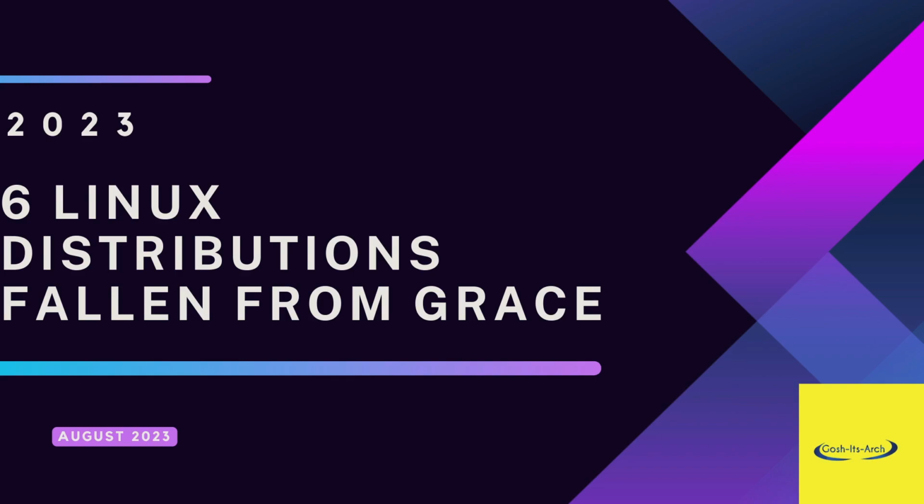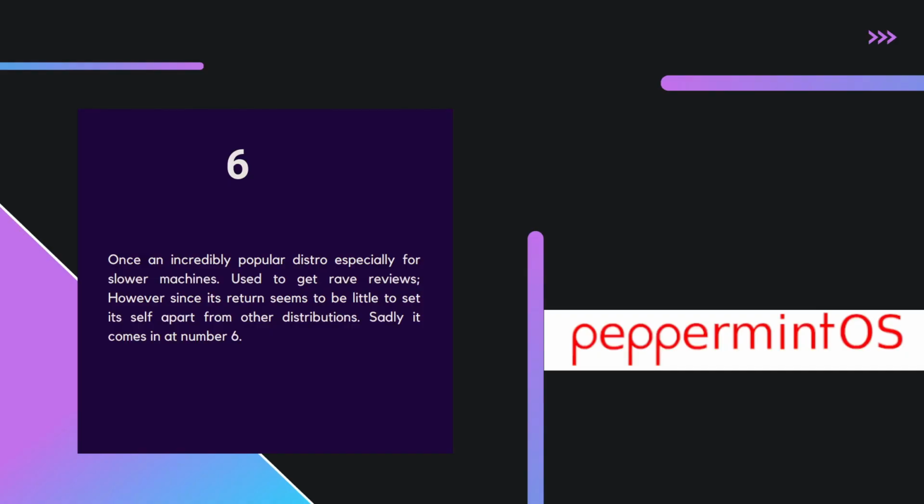A lot of this is aimed at the home users. Some distros have moved on from being desktop to more server-based OSs, but yeah, this is something to take a look at. So coming in at number 6, of course, is Peppermint OS. Peppermint OS, of course, a Debian-based system.